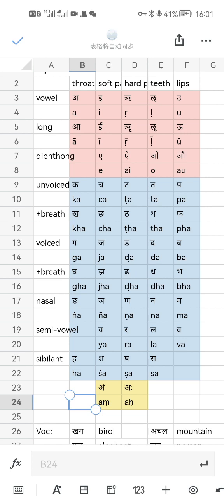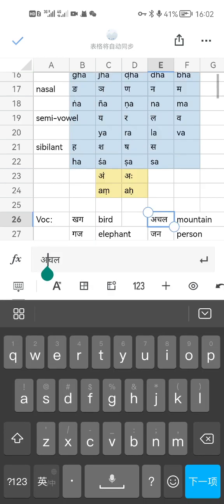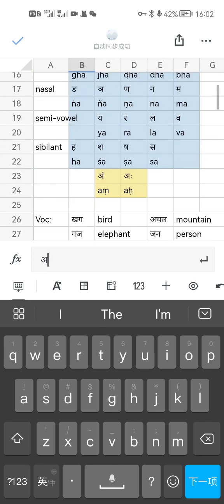Now let's see how to use those letters to form some words. The first one, achala, is 3 letters. If we put a space in between like this, that's the 3 letters. And if it's a word, then we connect the top line together. It's like this. And we can see from the top, this is a.